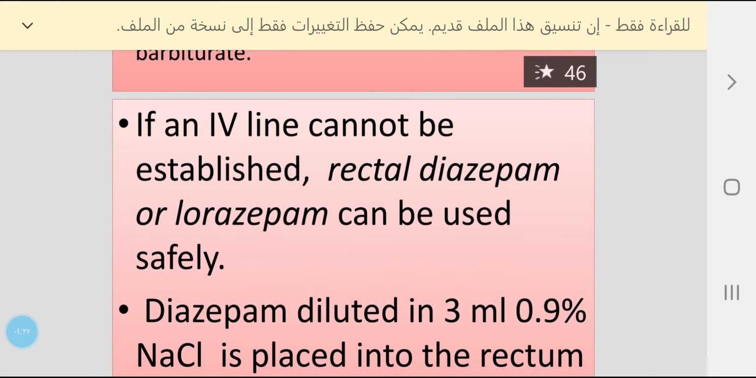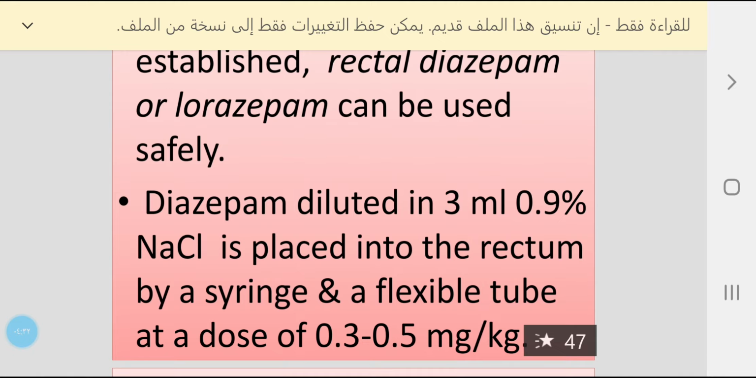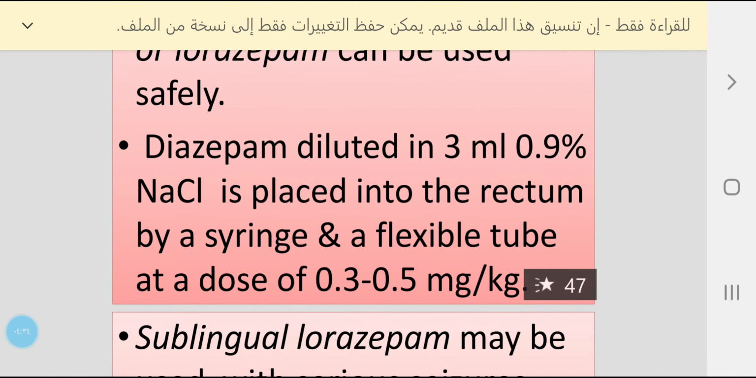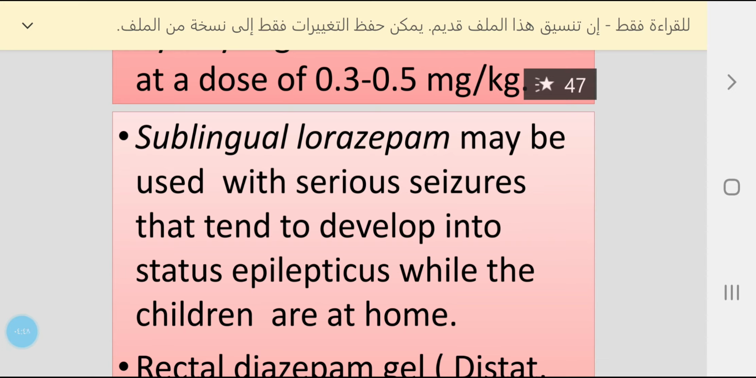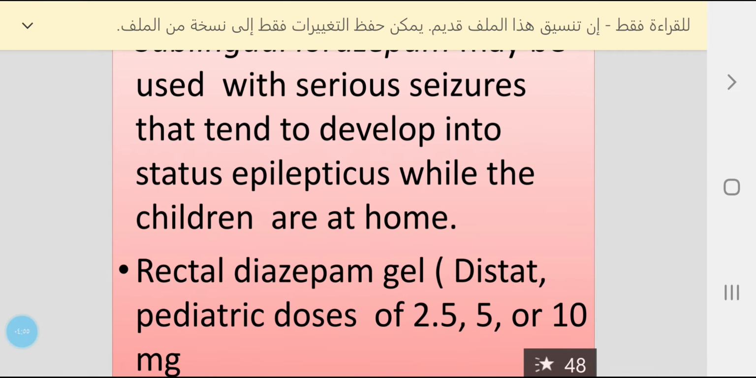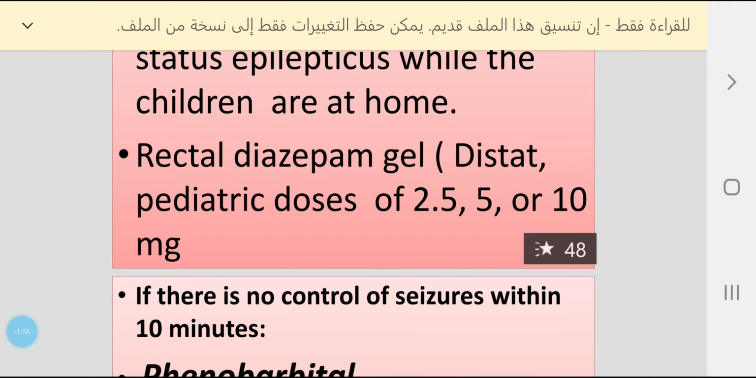If an IV line cannot be established, rectal diazepam or lorazepam can be used safely. Diazepam diluted in 3.9% sodium chloride is placed into the rectum by a syringe and a flexible tube in a dose of 0.3 to 0.5 mg per kg. Sublingual lorazepam may be used with serious seizures that tend to develop into status epilepticus while the children are at home. Rectal diazepam gel, that is Diastat, pediatric doses of 2.5, 5, or 10 milligram.